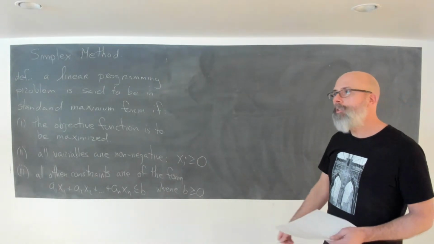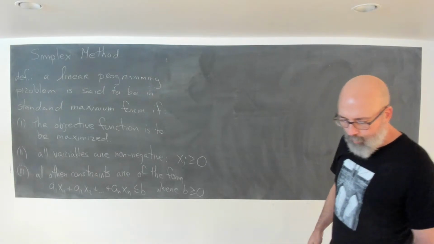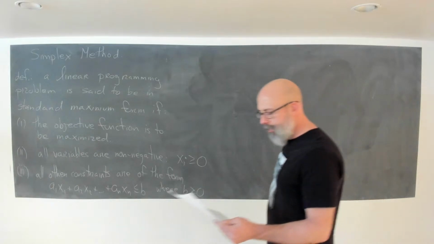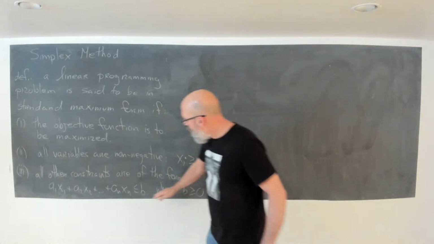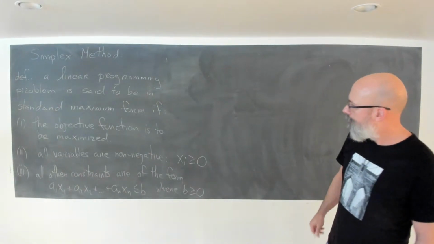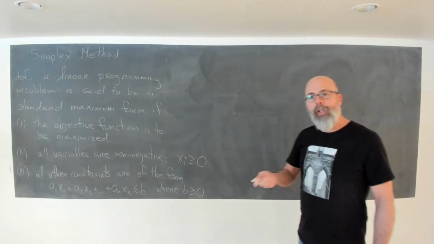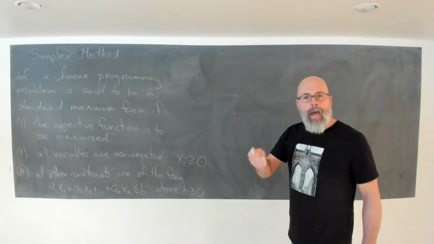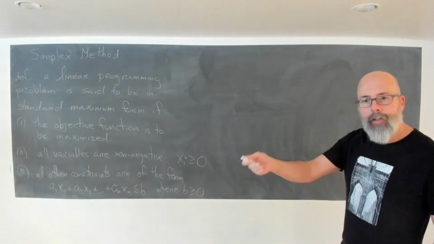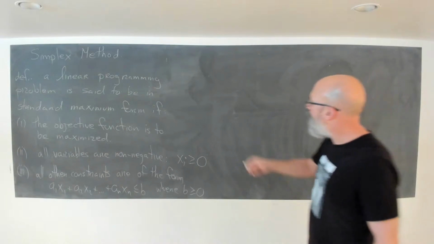All other constraints of this form. And where are we going with this? The idea is the following. We're going to transform these inequalities into equations by introducing a slack variable. As the name suggests, it's a variable that picks up the slack. Let's illustrate.